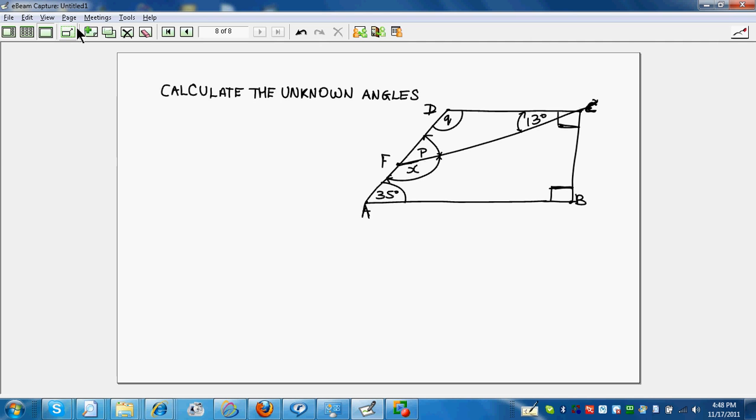But the next question you would ask yourself is this. Is there any angle on the board in that whole diagram that you could find easily, even if it is not marked there? Right, the one in the right-hand corner up here. And the reason is that this angle here that we just marked could be found by subtracting 13 from 90, because they are complementary.